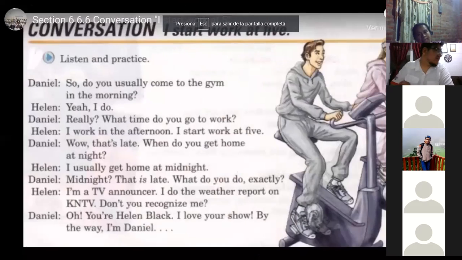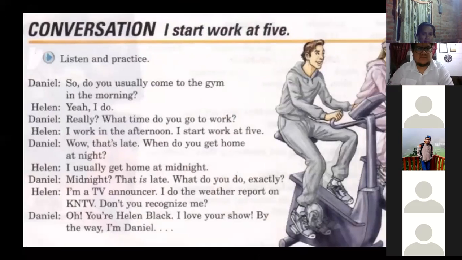I start work at 5. So, do you usually come to the gym in the morning? Yeah, I do. Really? Yes, I do. What time do you go to work? I work in the afternoon. I start work at 5. Wow, that's late. When do you get home at night? I usually get home at midnight. Midnight? That is late. What do you do exactly? I'm a TV announcer. I do the weather report on KNTV. Don't you recognize me? Oh, you're Helen Black. I love your show. By the way, I'm Daniel.